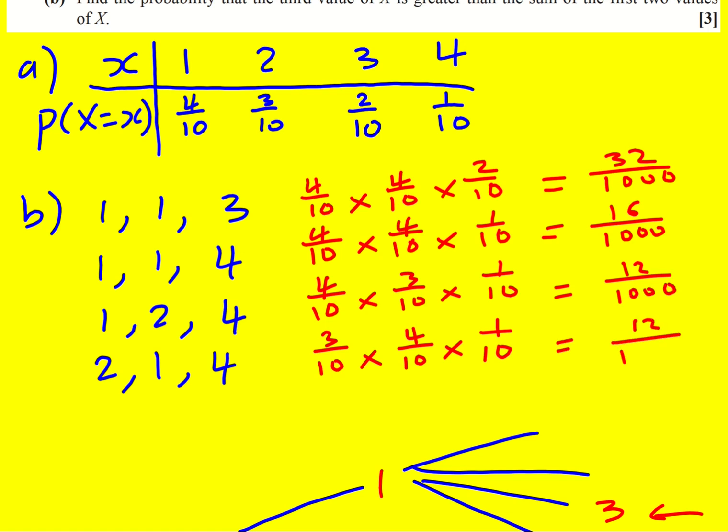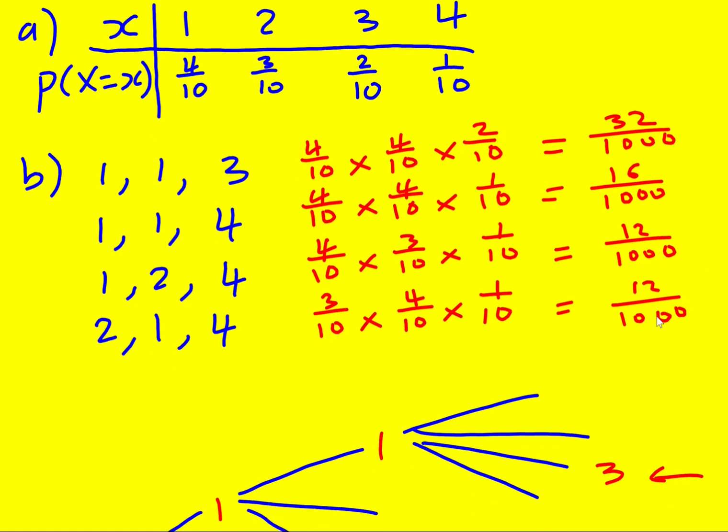Sometimes in questions, like when you get the same thing but just arranged differently, it's better to calculate one and then times by how many times it's being rearranged. So I could have just times this by 2, but I'm not really saving much time here. And if I add all these up, well, 12 plus 12 is 24. If I add that to 16, 40. 40 plus 32 is 72. So the answer is going to be 72 over 1,000.